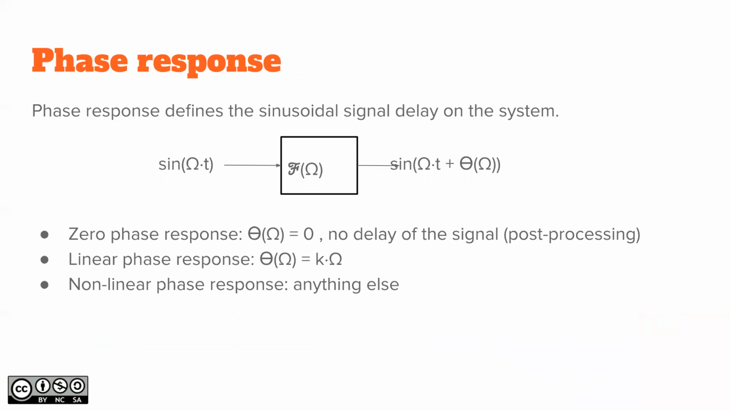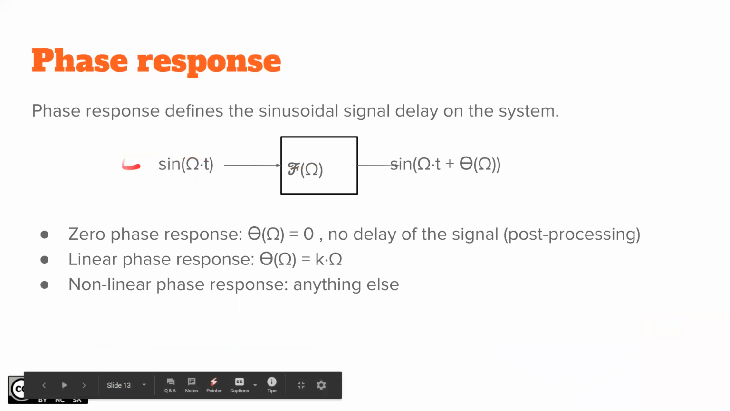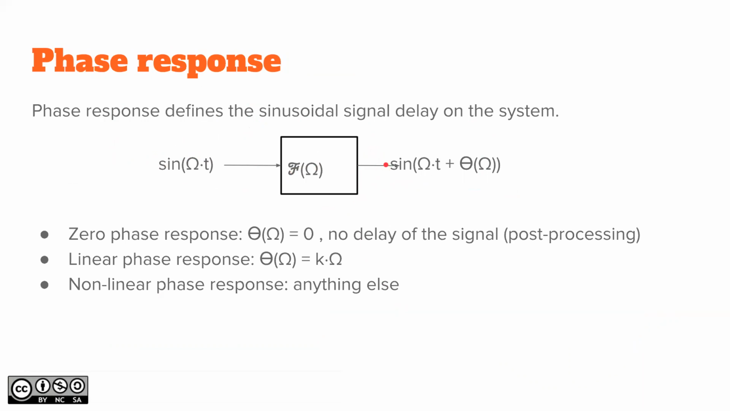Phase response is related to the time difference. Think of it as if you have a sine coming into a system, then you have the amplitude response times the sine of omega t plus phase difference. So you can see that this phase difference can also be represented as the derivative of this one times t. Okay.